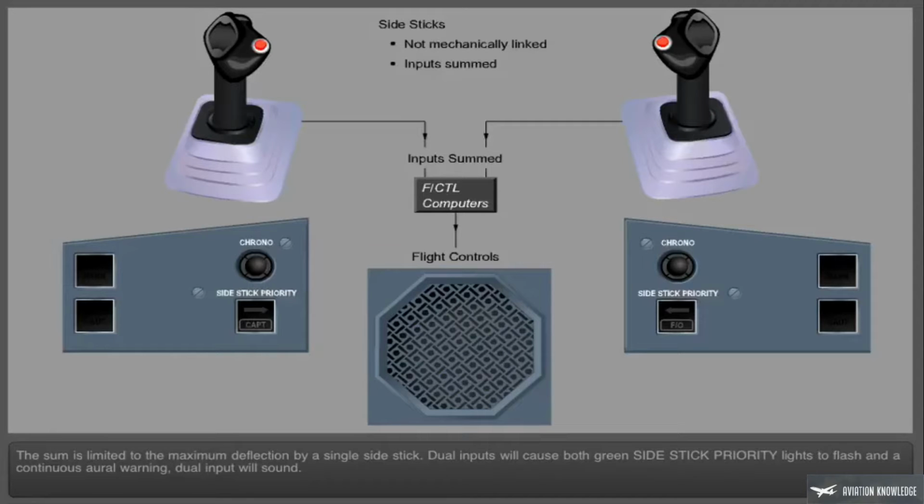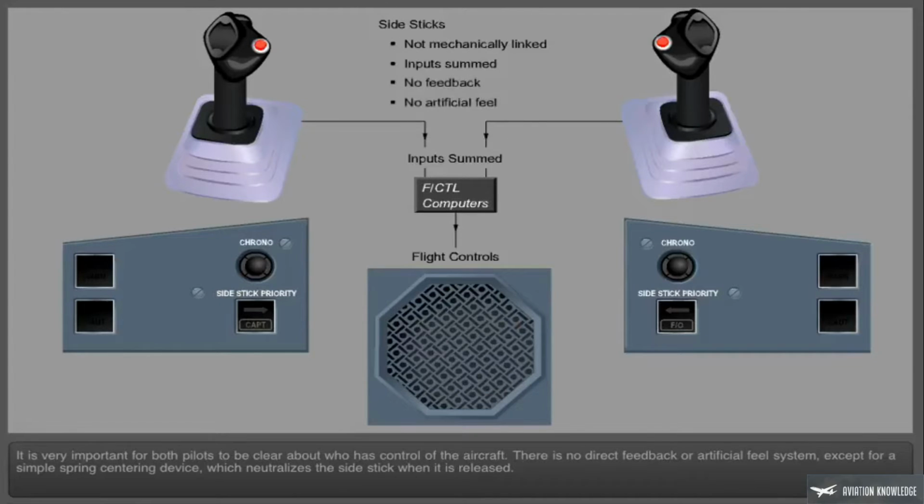Dual inputs will cause both green side stick priority lights to flash and a continuous oral warning, "dual input," will sound. It is very important for both pilots to be clear about who has control of the aircraft. There is no direct feedback or artificial feel system, except for a simple spring centering device which neutralizes the side stick when it is released.